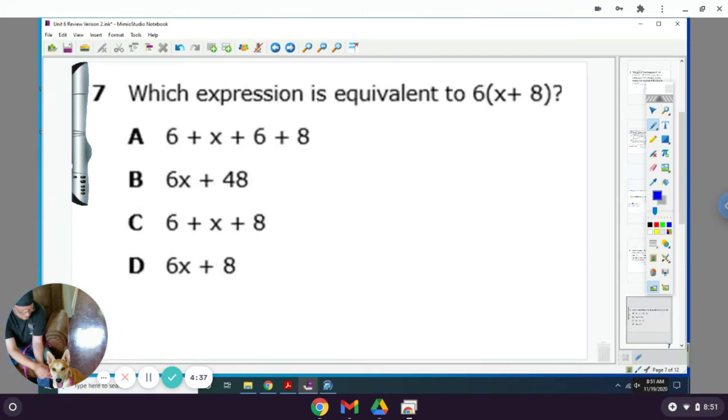Number 7, which expression is equivalent to 6 parentheses x plus 8? So what that parentheses means to do is distribute the 6 to inside. So you're going to multiply 6 times x, which is just 6x, and then 6 times 8, which is 48. So it would be B.